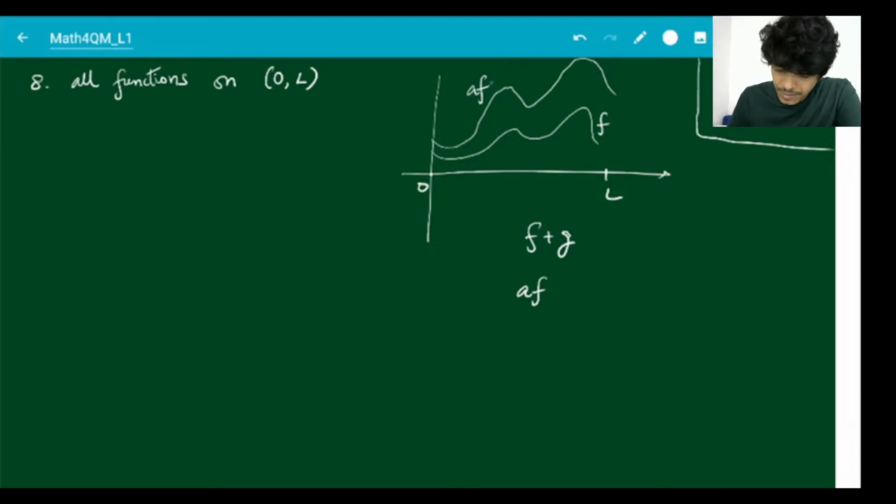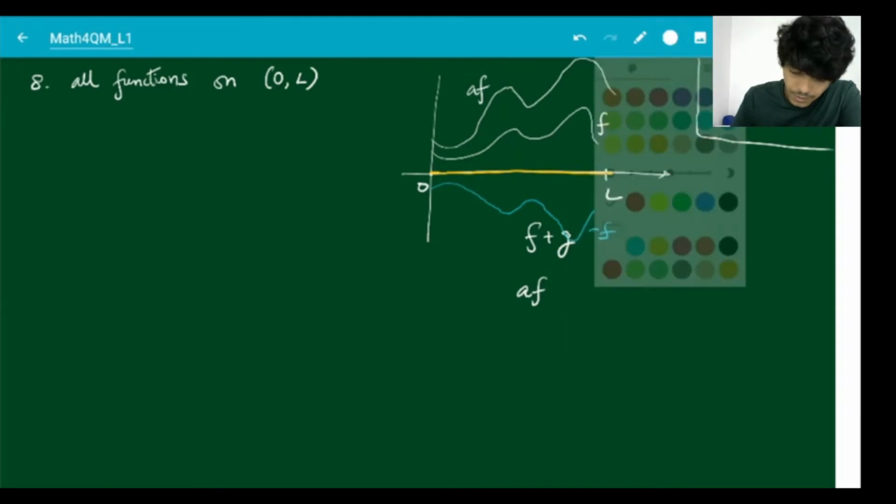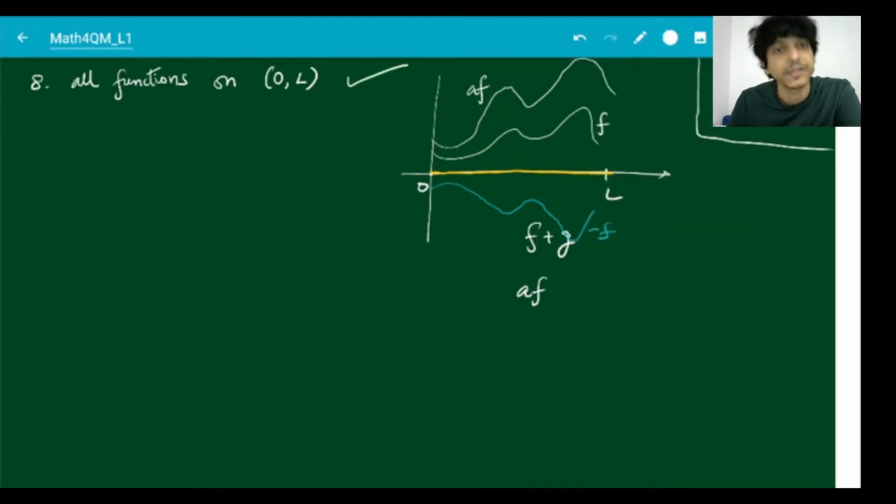Is there a null vector? Yes, and that null vector is just the function which is 0, because if I add the 0 function to any function, I'll just get that function back. Is there an additive inverse? Yes, because for every function f, there is a function minus f, which might look something like this, such that f plus minus f gives you 0. So yes, this set of all functions on 0, L is a vector space.